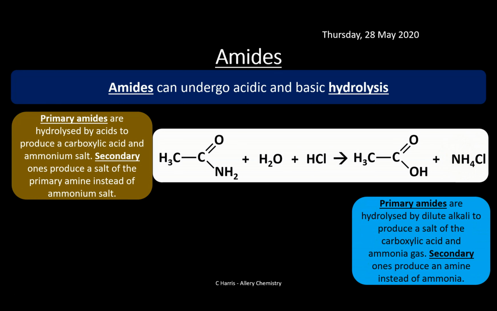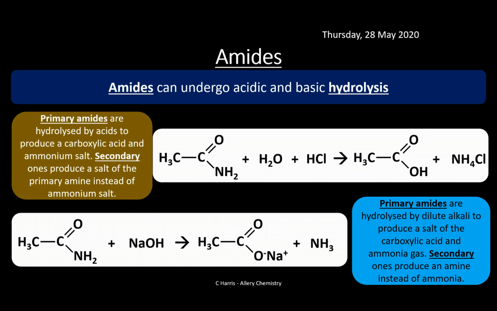So there we are. So your primary amides are hydrolyzed by dilute alkali to produce a salt of the carboxylic acid. Your secondary ones, instead of producing ammonia, they produce an amine instead. So let's have a look. So here we've got our sodium hydroxide solution. We've got our primary amide, and we're going to form our salt, the salt of the carboxylic acid. So in this case, this is going to be sodium ethanoate, and then we produce ammonia as well. So for your secondary one, you just produce an amine instead of ammonia, depending on what group was attached to the nitrogen at the time.